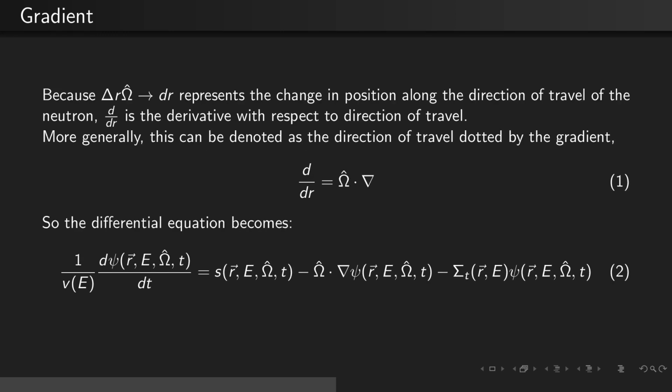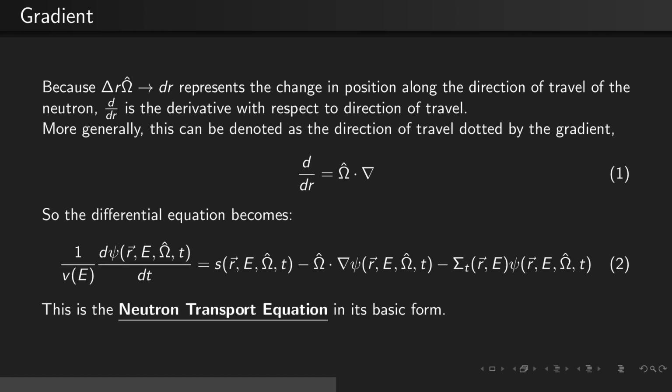Thus, the differential equation becomes 1 over the speed times d of the angular flux dt equals our sources of neutrons minus omega hat dot the gradient of the angular flux minus the total cross-section times the angular flux. This is the neutron transport equation in its basic form.